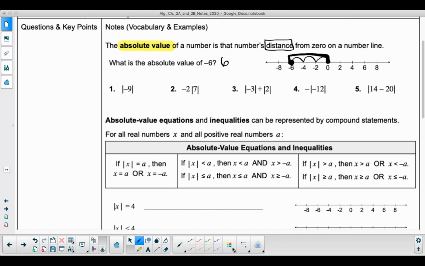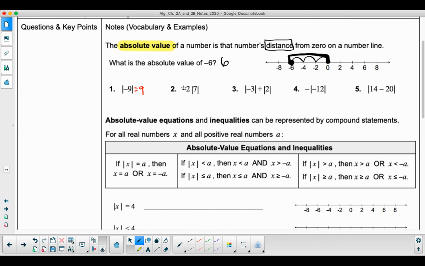The symbol for absolute value is these two little straight bars on either side of the number. So whatever is inside those bars, it's asking you to find the distance that that number is from 0. So for example, absolute value of -9 is asking you the distance, how far is 9 from 0, or -9 from 0? It is 9 units away from 0.